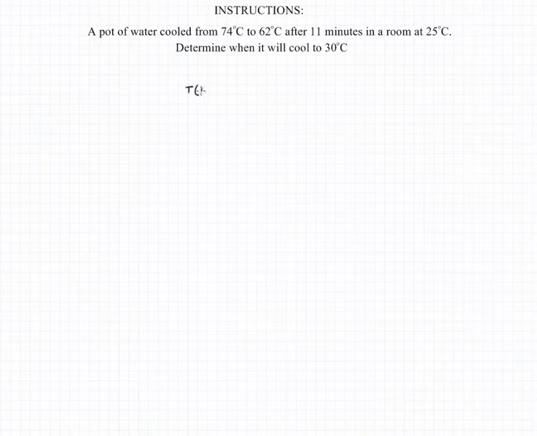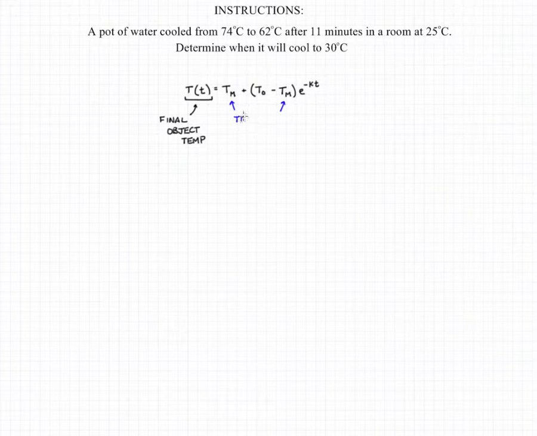In order to solve this problem, we need to remember Newton's law of cooling and what each of the pieces in Newton's law of cooling represent. So Newton's law of cooling is written out there. The T of t is the final object temperature. So after a certain amount of time, what is the final temperature of the object? The T of m is the temperature of the medium or the environment that the object is in.